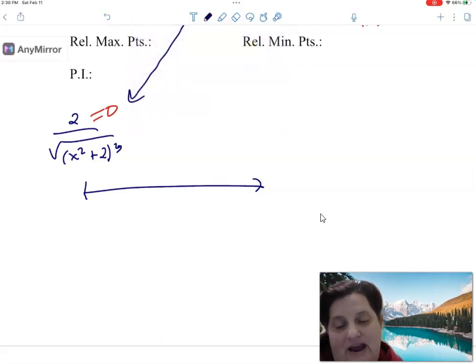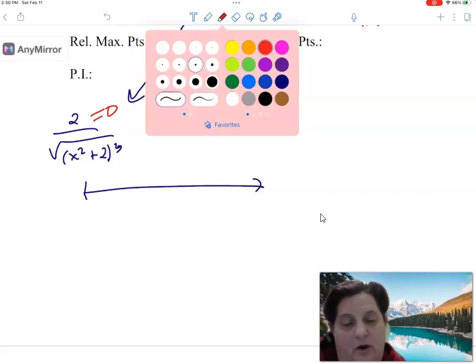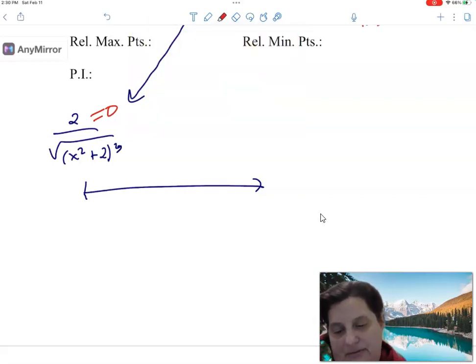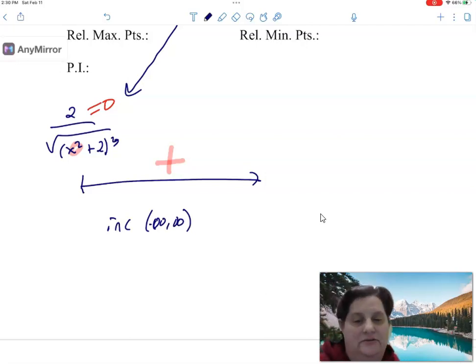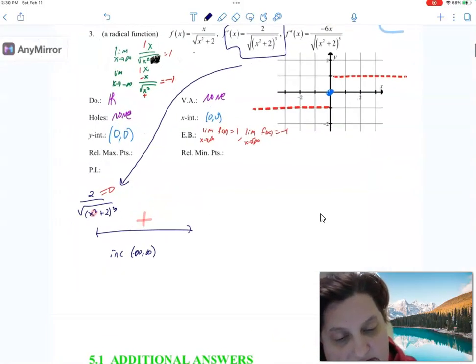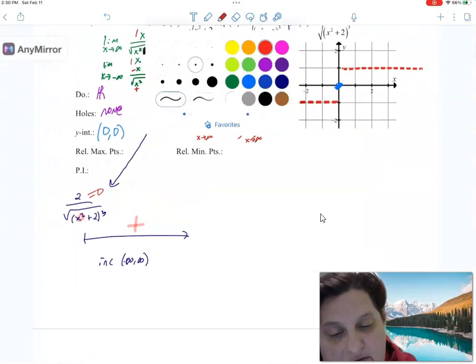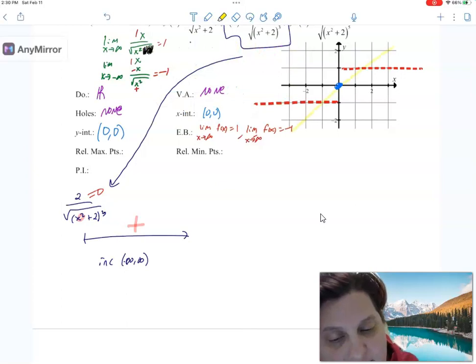What that tells me is this entire sign line graph is either always positive or always negative, so plug in anything. So I plug in 0. Well, 0 squared plus 2 is positive. The square root is positive, so the third is positive. The entire thing is positive, so I'm going to say this is increasing from negative infinity to infinity, and there's nothing else. So all I know is this function is always increasing. Okay, now I don't know if it goes like that maybe, or if it has to stay inside the horizontal asymptotes and it goes like that maybe.